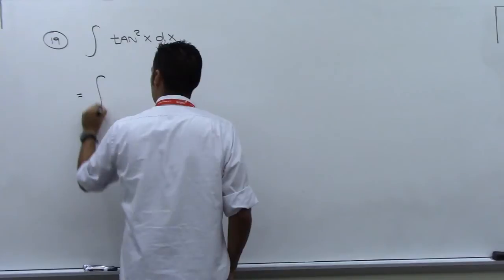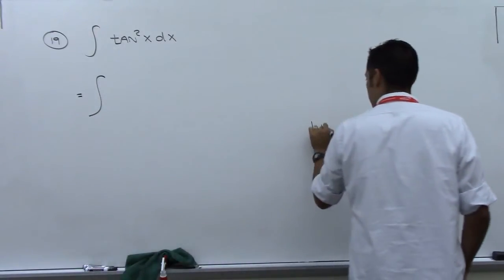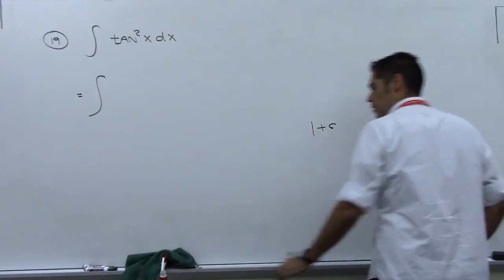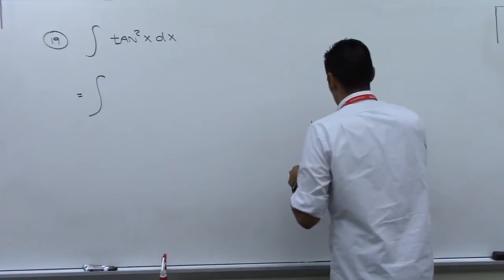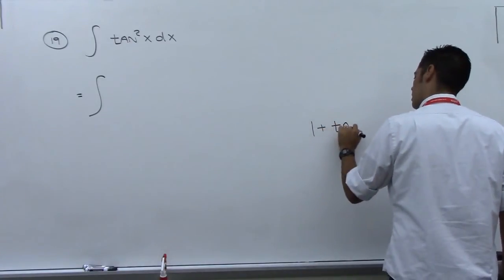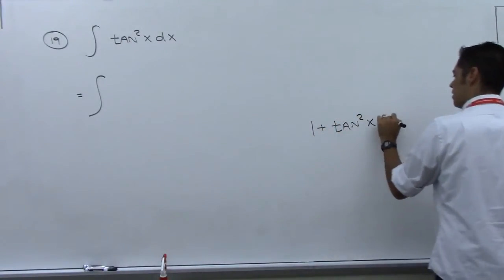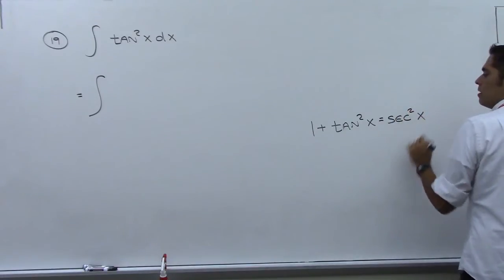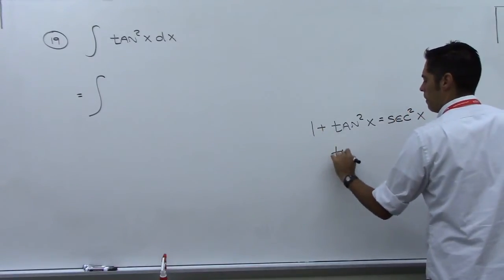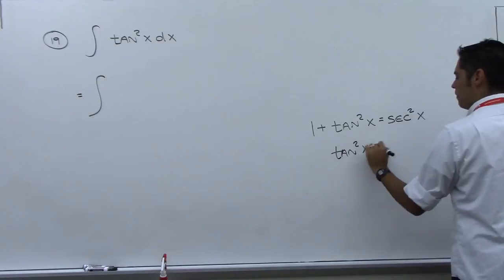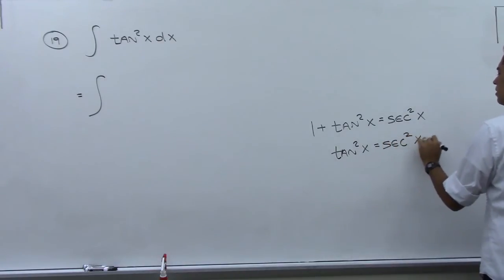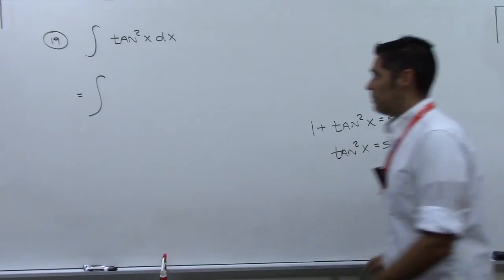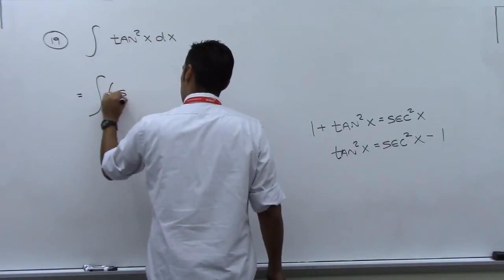But I do know this, going back to this identity, the Pythagorean identity, 1 plus tangent squared x equals secant squared x, that if I move the 1 over, just subtracting it on both sides, that I can rewrite it this way. Now, what's the advantage of that?